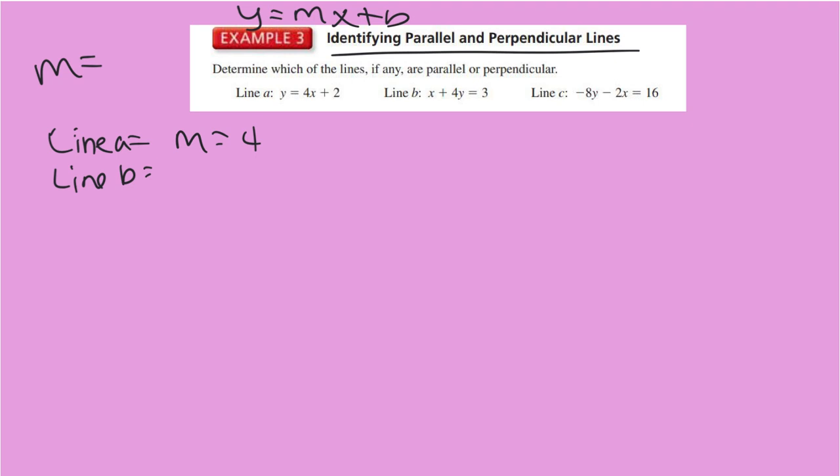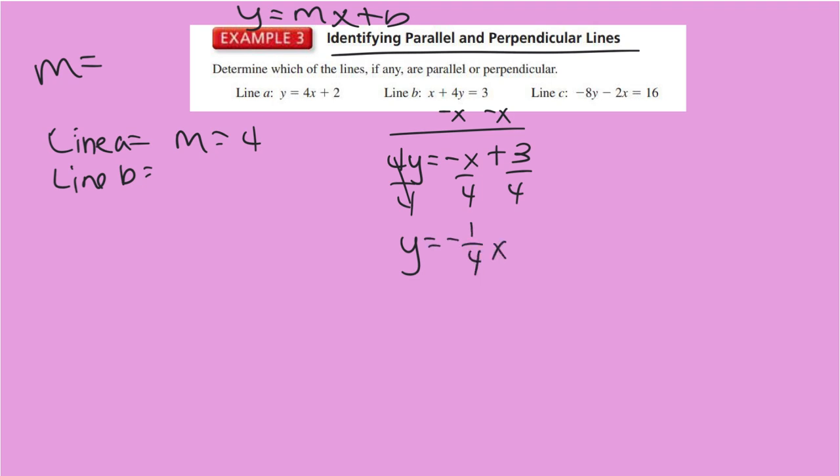Here we're going to subtract x from both sides, and I'm left with 4y equals -x plus 3. Now I need to get rid of that 4 next to my y. So I'm going to divide all sides by 4. So I'm left with y equals -1/4 x plus 3/4. So my slope in line B is -1/4.